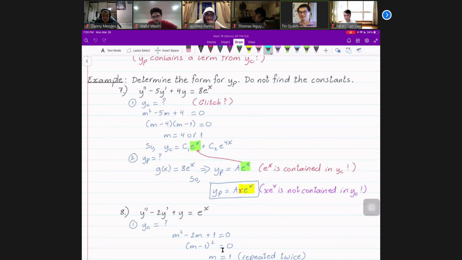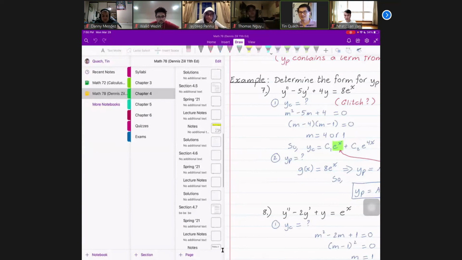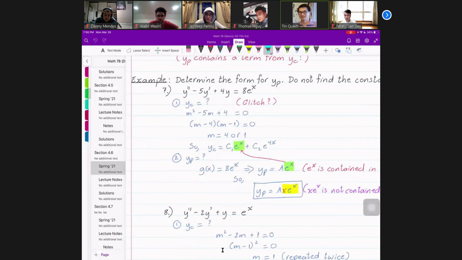And another thing is variation of parameters, which is section 4. I believe it's 4.6.